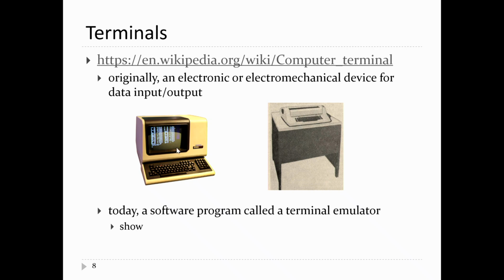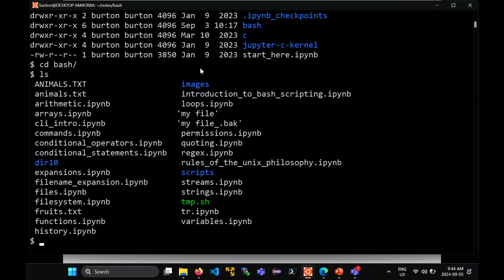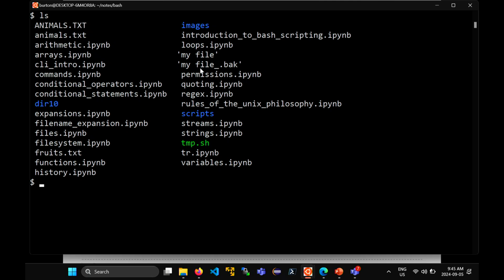and so now you can actually see your output on the electronic display, right? And so these things still exist. They no longer look like this. They're software programs. They're called terminal emulators, right? And so again, there is a terminal emulator, right? You can type commands into the emulator, right? And something happens.